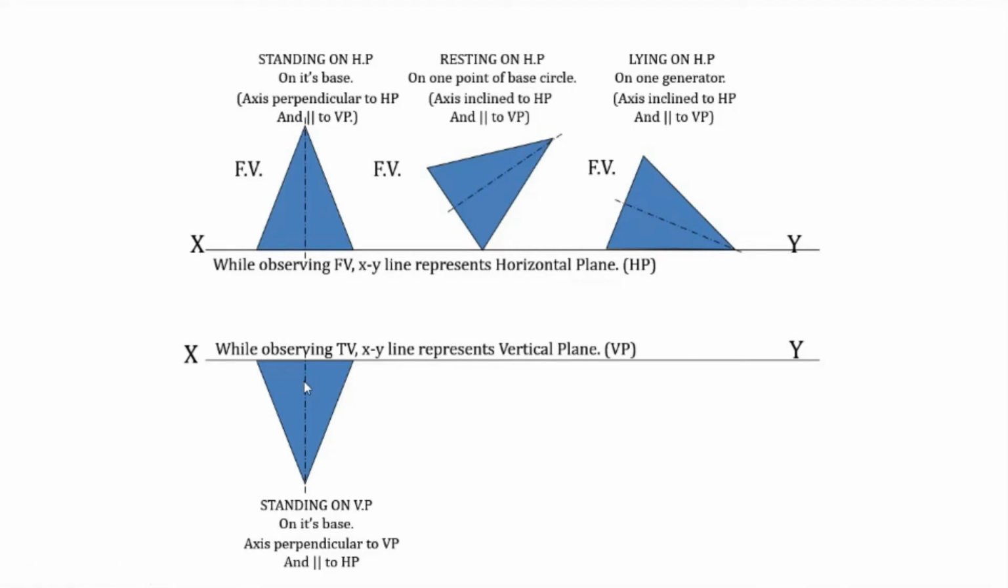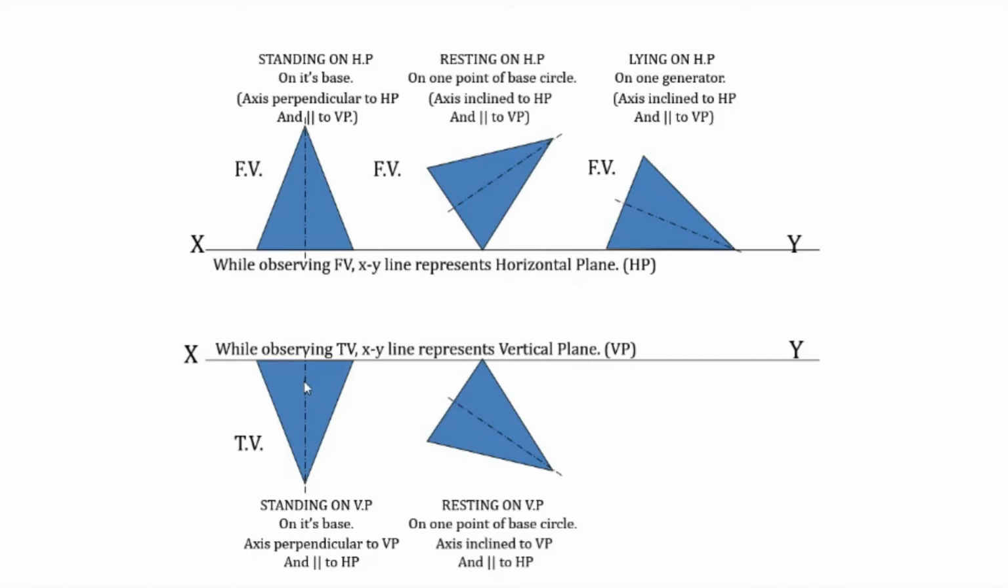That is, the cone is placed in such a way that it is resting on the VP. So that is the top view. And in the second case, again it is the top view. It is resting on VP on one point of the base circle. The axis is now inclined to VP and parallel to HP. This is the top view. And in the third case, it is lying on VP on one of its generators, and the axis is inclined to VP and parallel to HP.